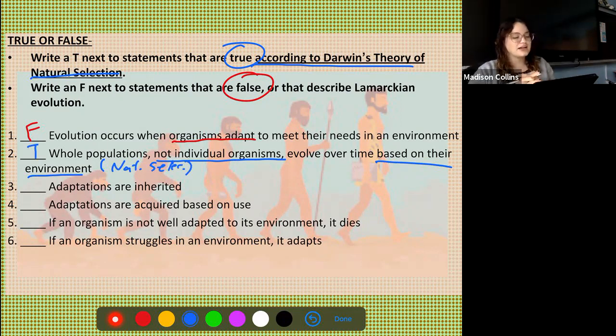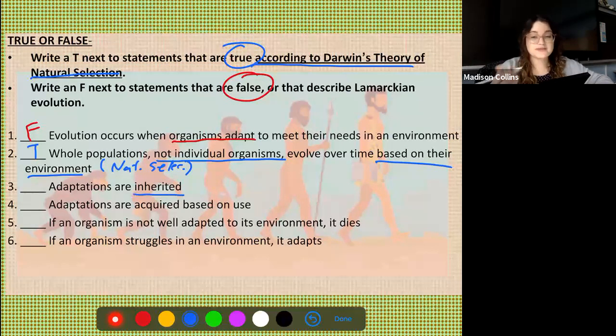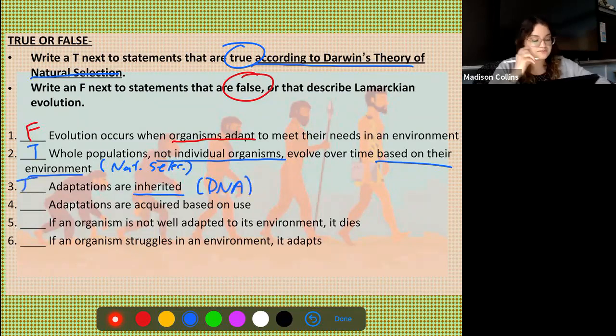All right, number three, adaptations are inherited. What do you guys think? Are they going to be passed down to generations? Yes. If an organism has an adaptation that helps them survive, it's going to get passed on in their DNA. That is true.